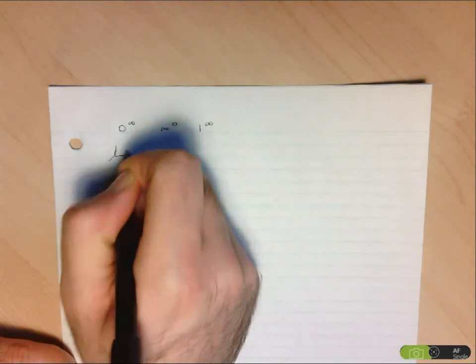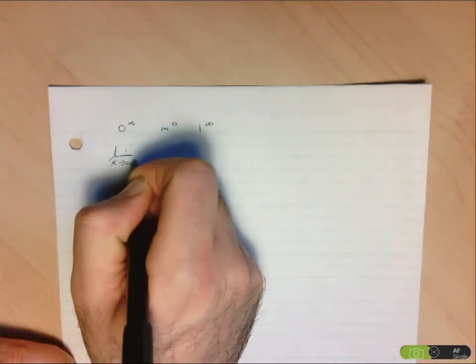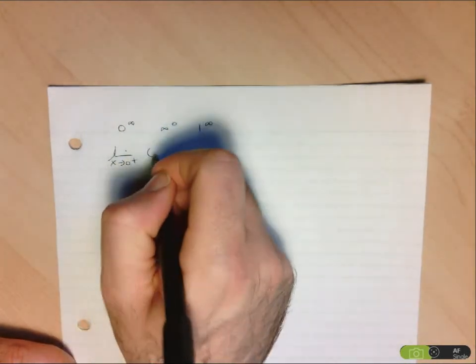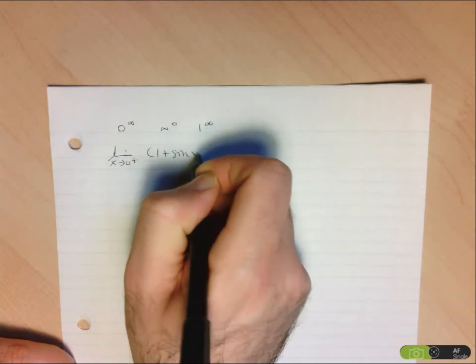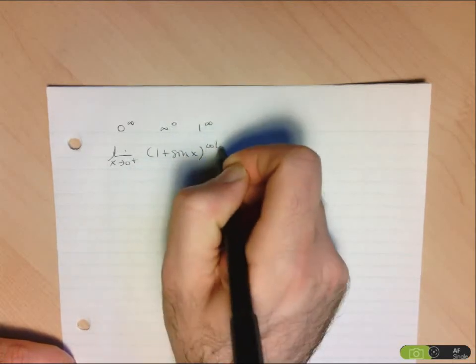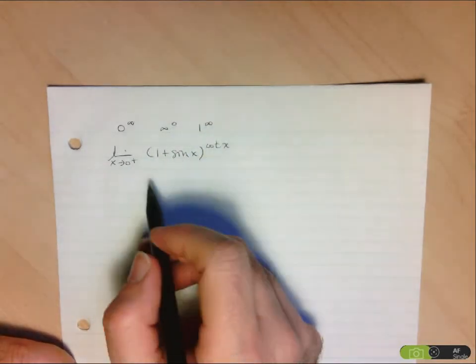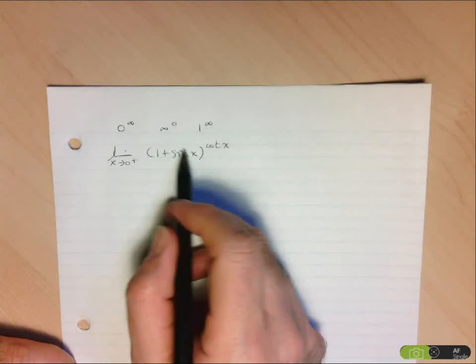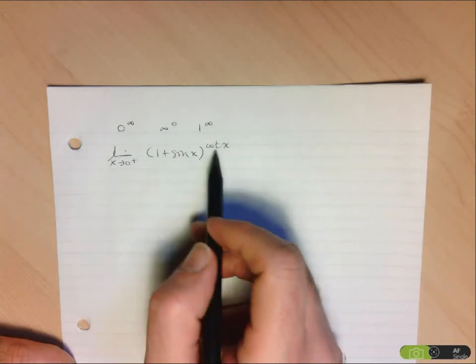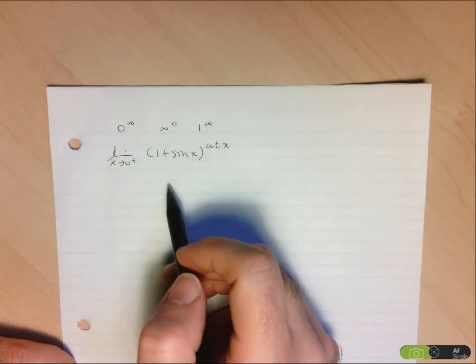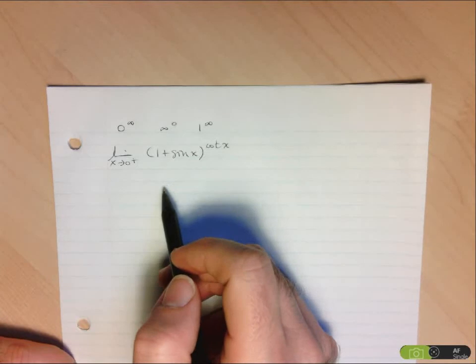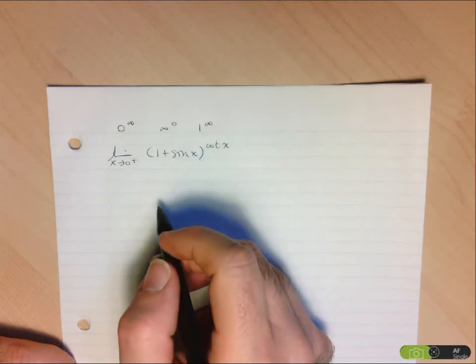So we'll take a look at the limit as x approaches 0 from the right of 1 plus sine x to the exponent of cotangent x. And we see that as x approaches 0 from the right, 1 plus sine x approaches 1, and cotangent of x approaches positive infinity. Okay, so let's take a look at how to solve this.